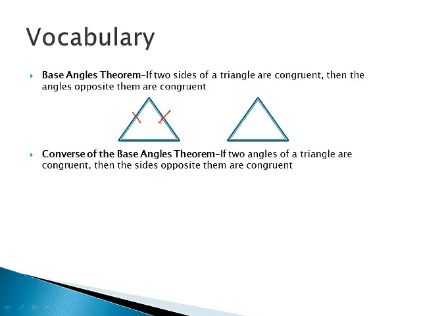The converse of this, if you remember the converse, you flip the hypothesis and the conclusion, states that if you have two angles of a triangle that are congruent, then the sides opposite them are going to be congruent. So the exact converse is going to be true. So if we know the base angles are congruent first, we can conclude that the sides opposite those base angles are going to be congruent.